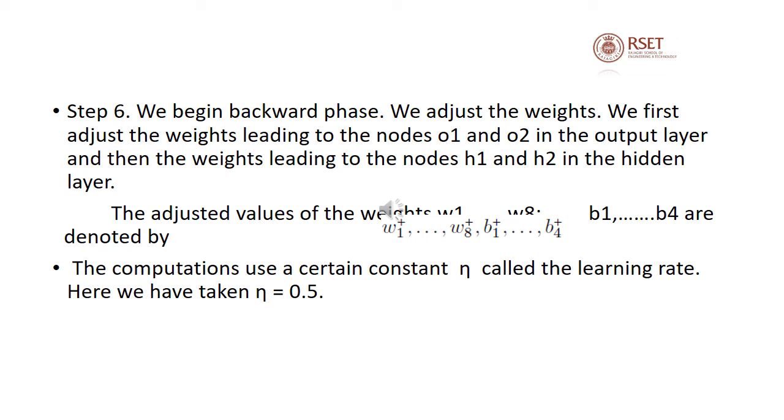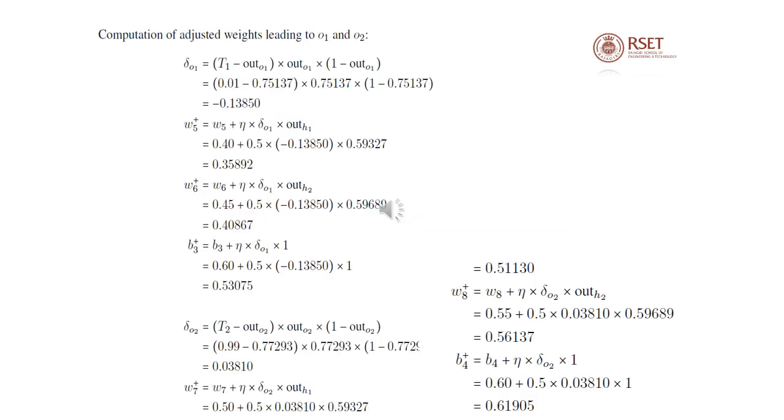So step 6 is we begin the backward phase, where we adjust the weights. First adjust the weights leading to the nodes O1 and O2 in the output layer, then the weights leading to the nodes H1 and H2 in the hidden layer. The adjusted values can be represented as W1 to W8, B1 to B4. The computation uses a certain constant which is called the learning rate, and here we choose the learning rate as 0.5.